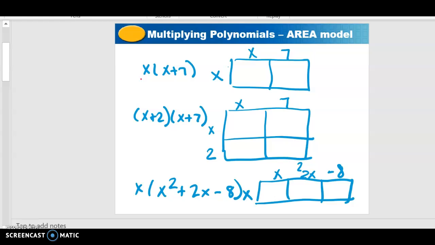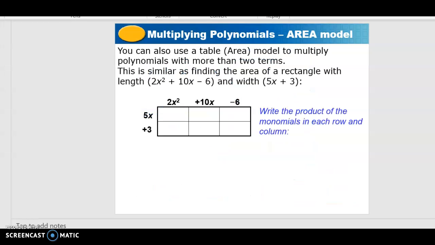Okay, so let's go ahead and see the application of this and what it looks like. The next thing, as you can see from my example just above when I was handwriting, is you take each of these terms and you write it above one of the columns. Then you take your other binomial or trinomial or whatever it is, and you take each of these terms and you write it next to a row.